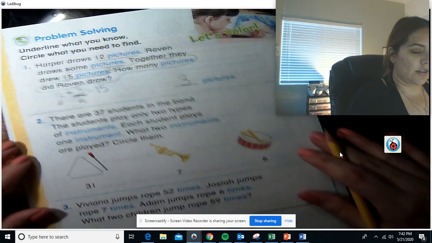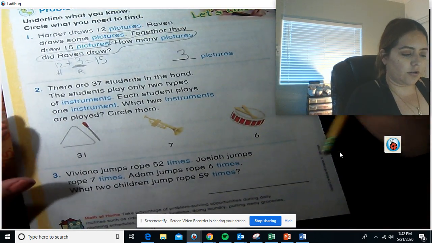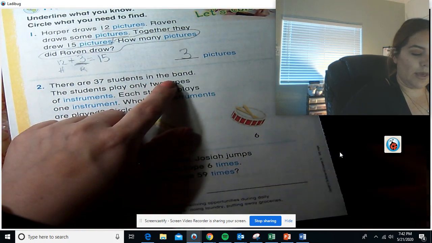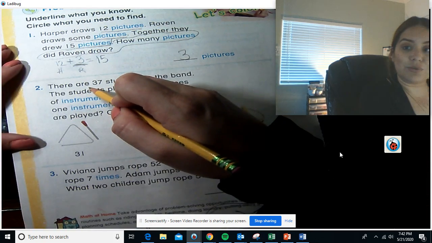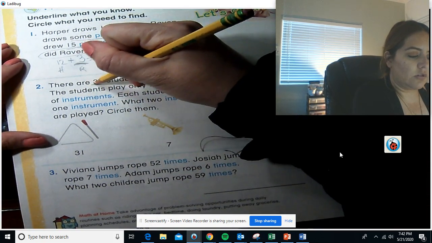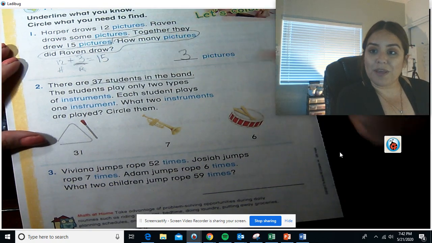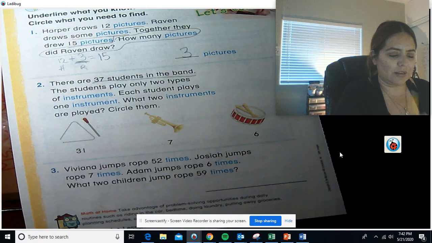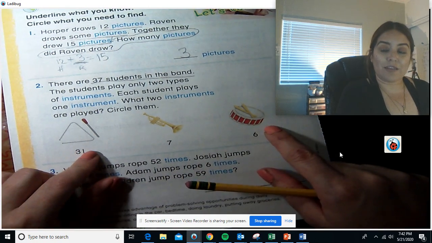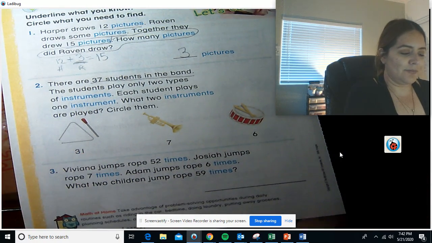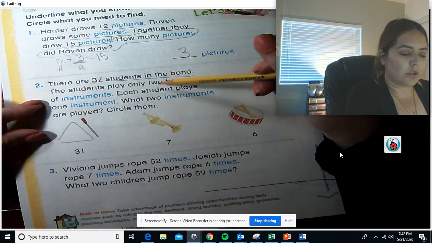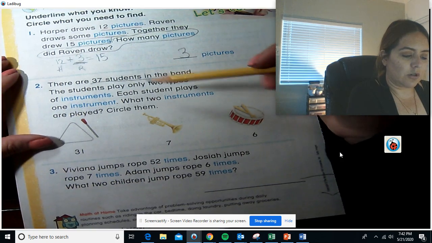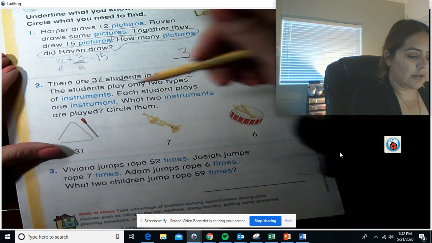Okay, let's try the next one. And for this next one, you're going to need your crayons. It says, there are 37 students in the band. Ooh, that's a lot of students. 37 students in the band. Do you know what a band is? It's a group of people that play instruments. They can play the drums, the trumpet, the triangle. You go ding. The students play only 2 types of instruments. Each student plays 1 instrument. What 2 instruments are played?